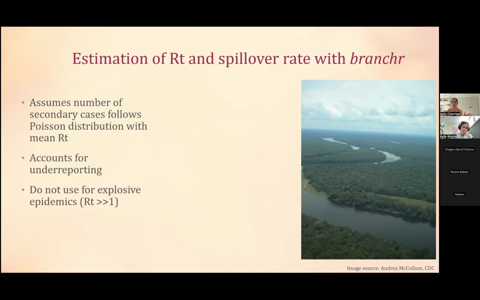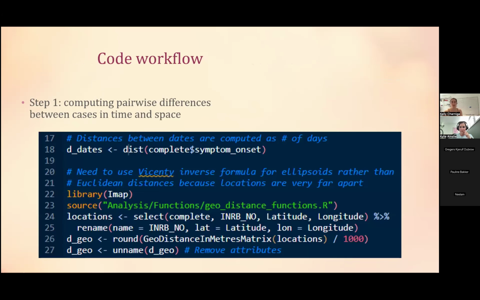It accounts for the underreporting that I talked about. This is prior information that you have. And then something important is that you should not use this for explosive epidemics. So you would not use these methods for something like COVID or any massive outbreak because it's not built for that. Okay, so now I'll step through the code workflow quickly.